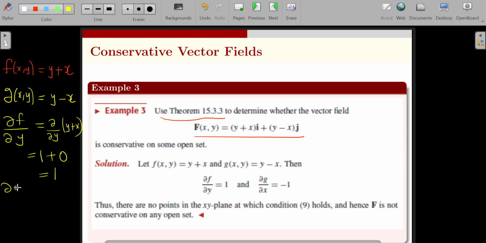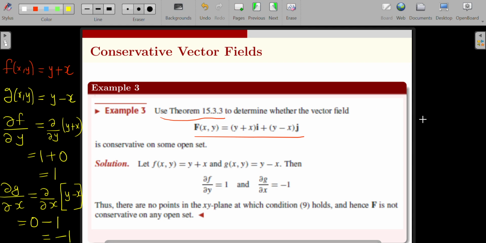Now we need to calculate ∂g/∂x. ∂g/∂x is ∂/∂x of g(x,y) = y - x. This is equal to the partial derivative of y with respect to x, that is 0, minus the partial derivative of x with respect to x, which is 1. So this is equal to -1.